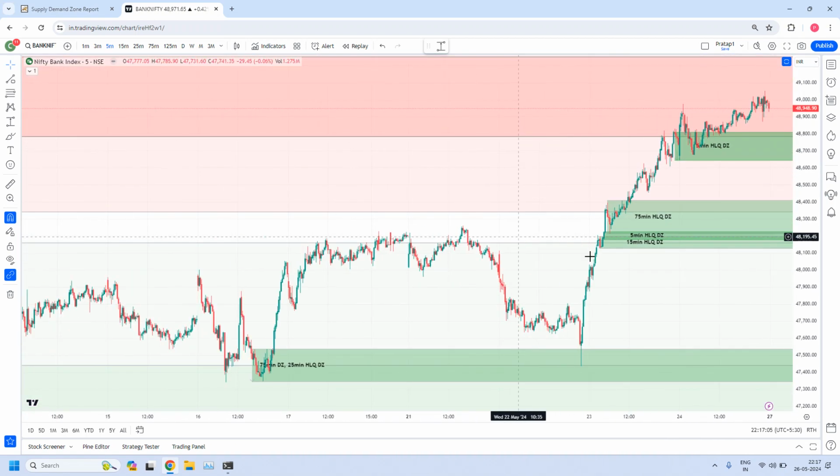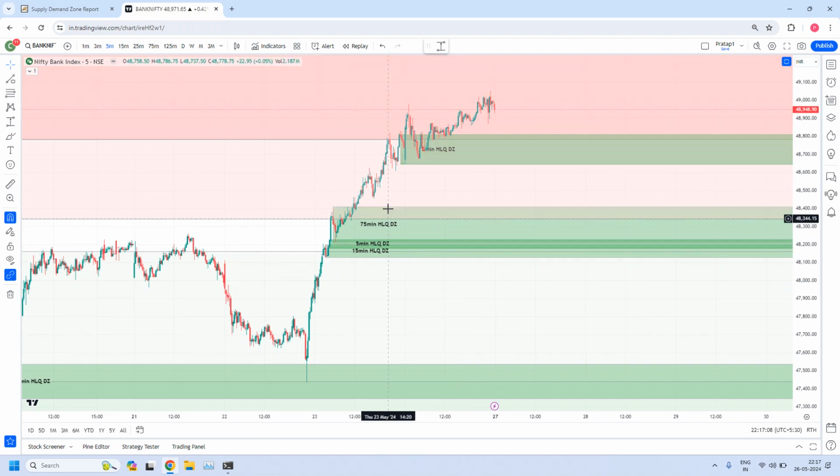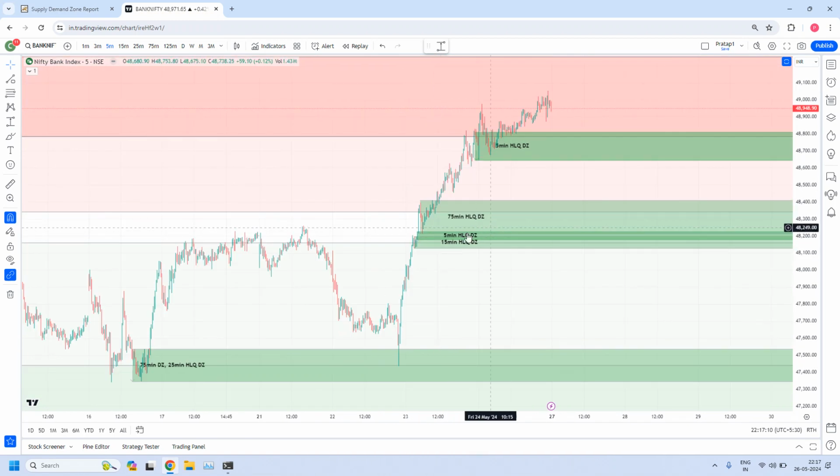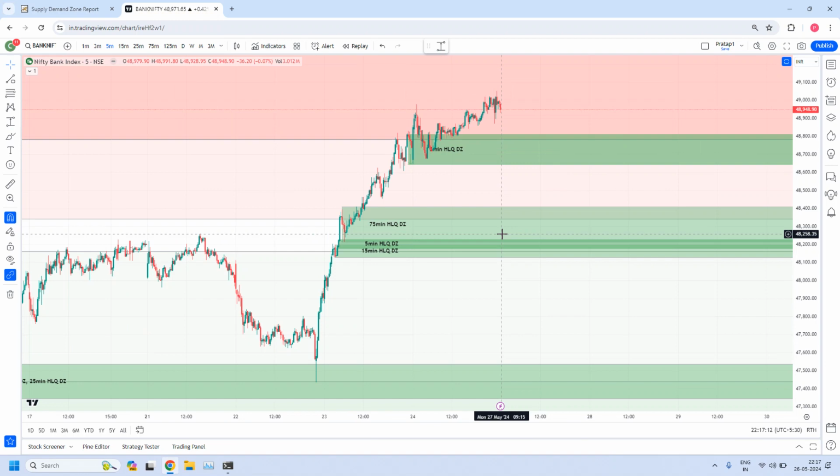All these points are very interesting. This is indicating here we have a strong order flow. It is not easy to break. A lot of supply is required to break this.